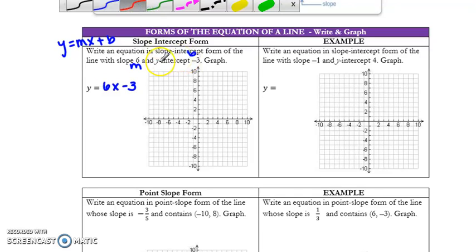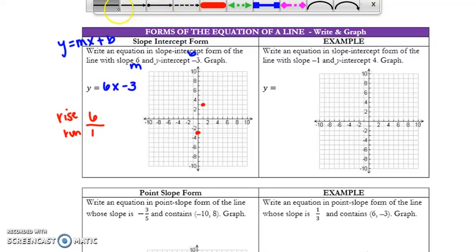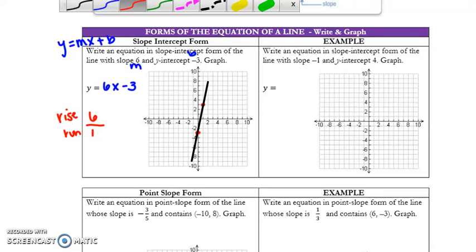Now when we graph this, we want the y-intercept to be at -3, so we go to the y-intercept, put a dot at -3. Slope is 6, which we know is 6 over 1 for a rise over a run. So we're going to go up 1, 2, 3, 4, 5, 6, and over 1. And then we can go ahead and draw our line, and then arrows on each end because lines do go on forever in both directions.